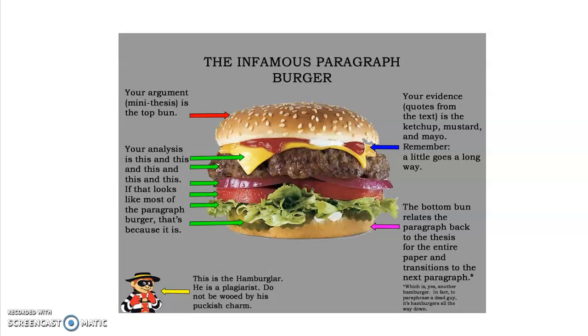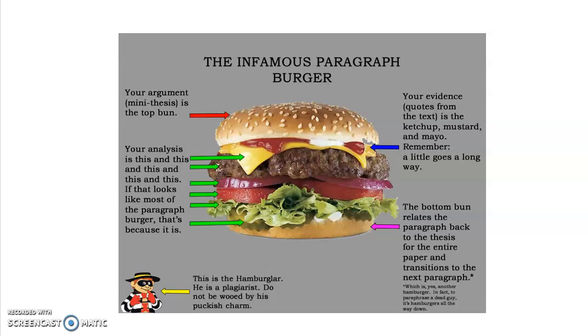It is sort of formulaic, but the major parts that this image conveys are parts that each of your paragraphs needs. A cheeseburger has two buns, and it's got a bunch of stuff in the middle, depending on what you enjoy in a cheeseburger. But the top bun should be your topic sentence. It should be a mini thesis, and I like how it puts it like that.